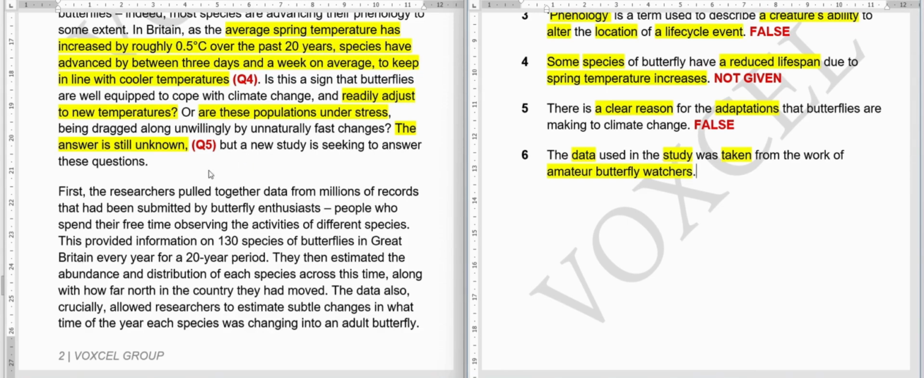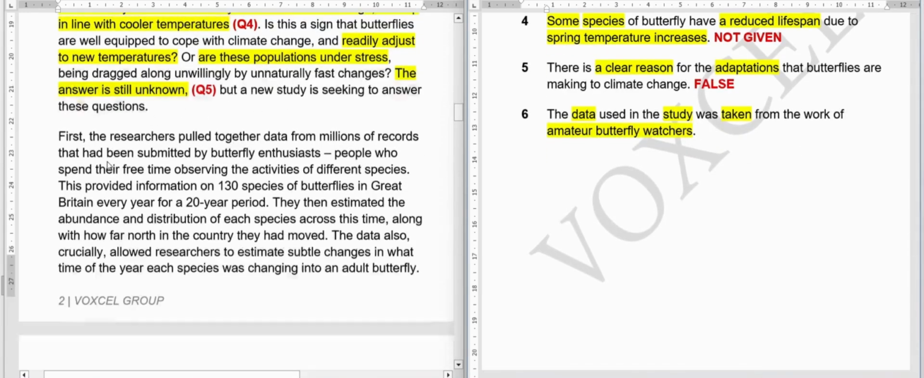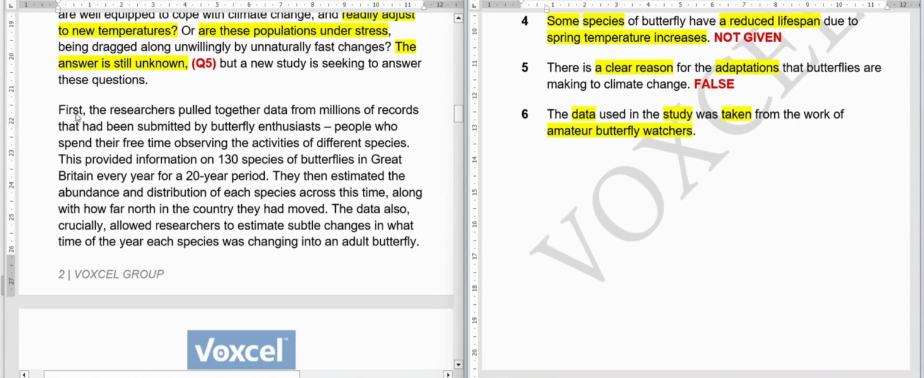Now moving on to the next paragraph, let's read it together. Now let's see if the answer is here or not. First, the researchers pulled together data from millions of records that had been submitted by butterfly enthusiasts, people who spend their free time observing the activities of different species. Okay, so this should be our location. Let me just read a bit further.